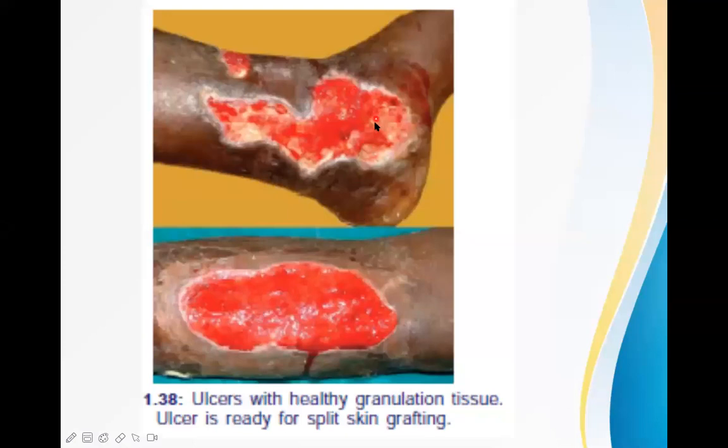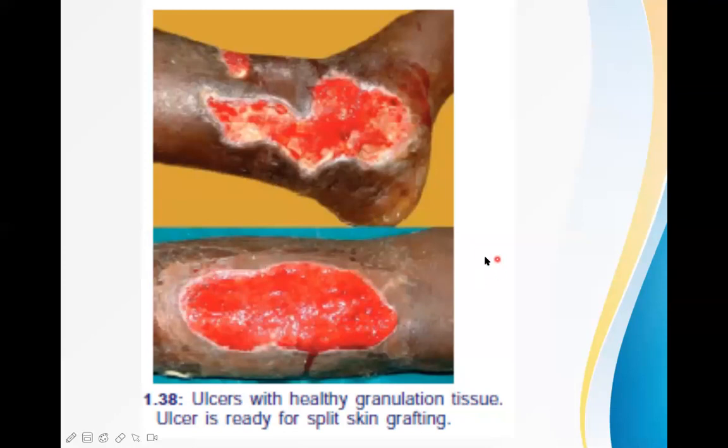Now, some other pictures which are also showing the healthy granulation tissue. See this, there is a bit of bleeding already. And this ulcer is ready for skin grafting now.